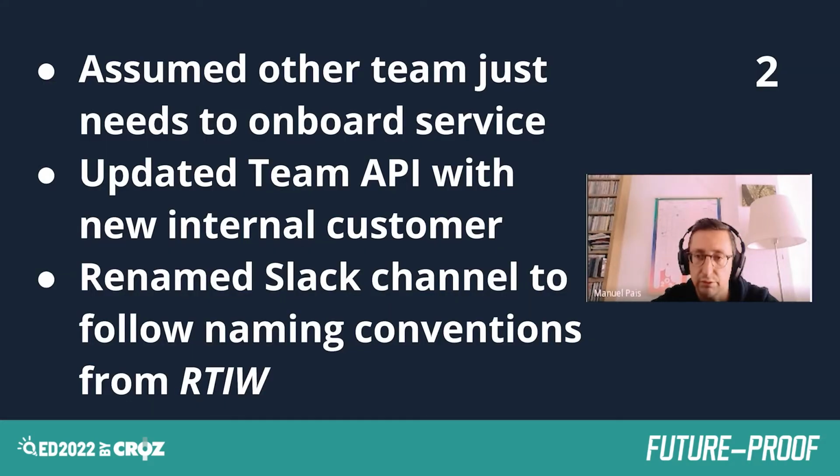Pause. What's happening here? The engineer in the platform team assumed that the Streamline team just needed to be onboarded. They updated the team API of the platform team to reflect the new customer, but did not expect any collaboration. The Slack channel for the platform team was renamed to follow the conventions in the Remote Team Interactions Workbook.